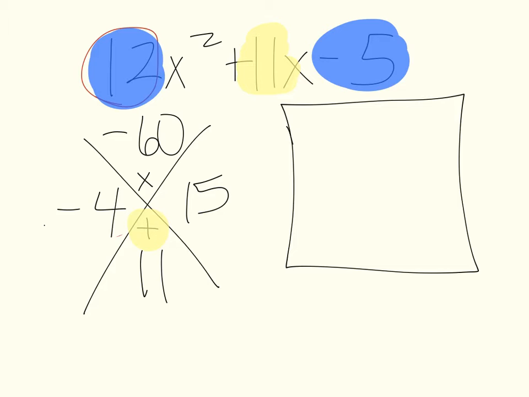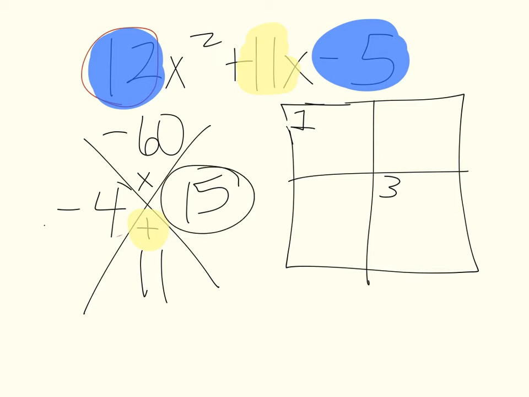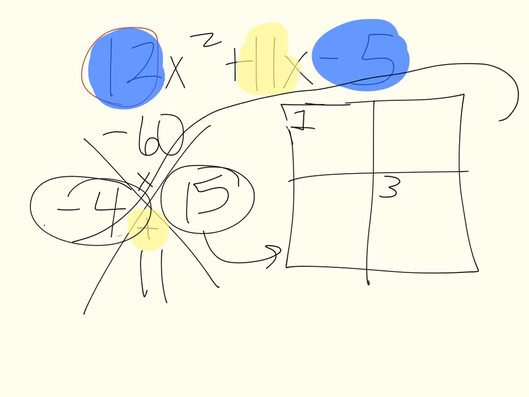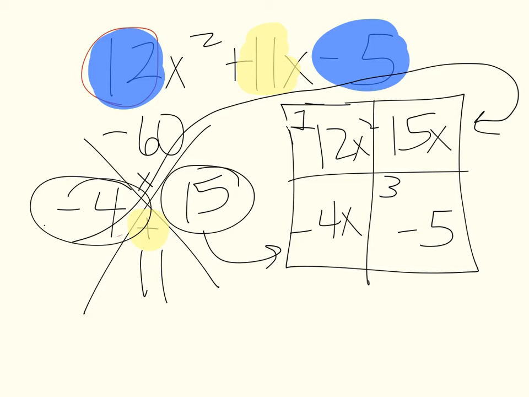So I'm going to use those numbers with a box. And you may have seen this box before. My first term is going to go in this box, if you're writing with your finger like I am. So the first term, and then the third term is going to go here. And then these two numbers with an x are going to go here and here. So I'll put my 12x squared in, I'll put my negative 5 in, and then I'm going to put my 15x and my negative 4x.